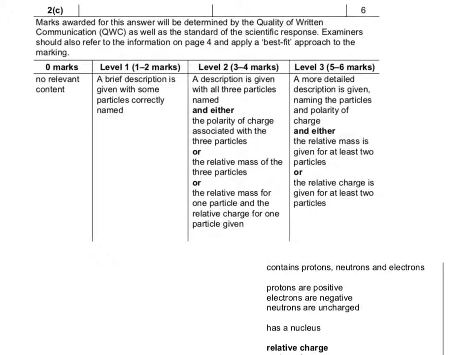This is part 2C. Notice that this is a 6-mark question, so it's slightly more difficult in terms of the marking. You may wish to ask your teacher to help you with the marking of this question. Just looking at a few things that you need to do.